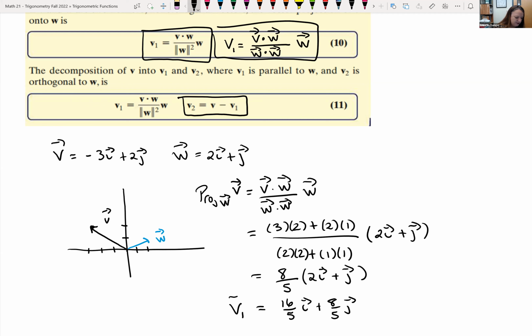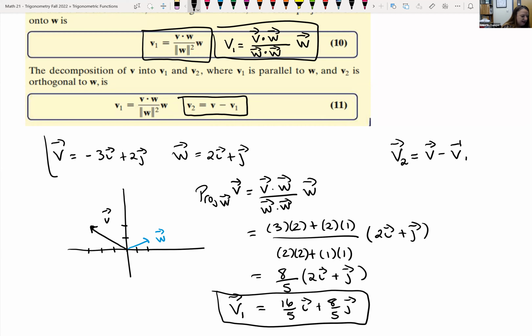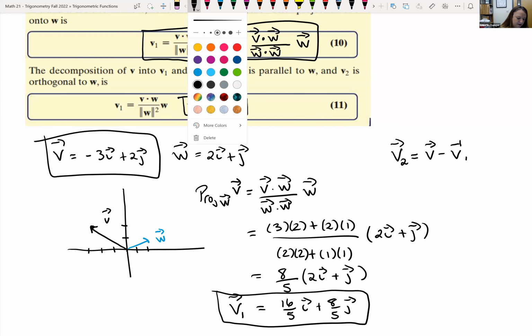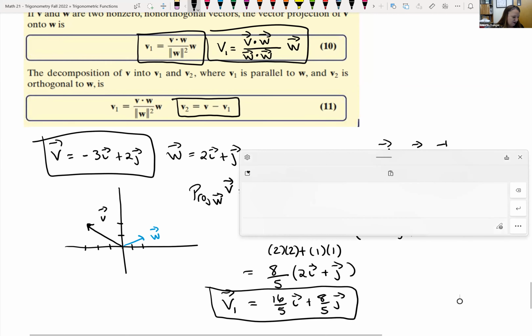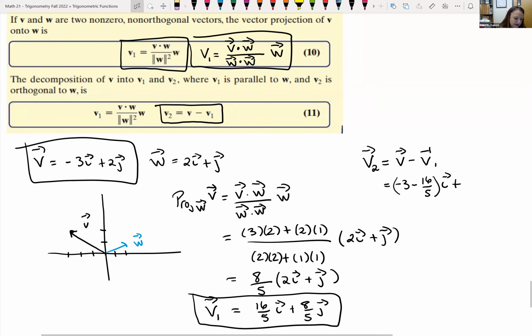So this is our v sub 1. This is our vector that should be parallel to our vector w. And now let's find the vector which is perpendicular. We said that we can find that vector perpendicular to our vector w by looking at the difference. So v sub 2 is equal to the vector v minus the vector v sub 1. Taking our vector v, negative 3, and subtracting off our vector v sub 1, so minus 16/5, this is our i component, plus, and now looking at our vertical component, which is 2, minus 8/5 j.